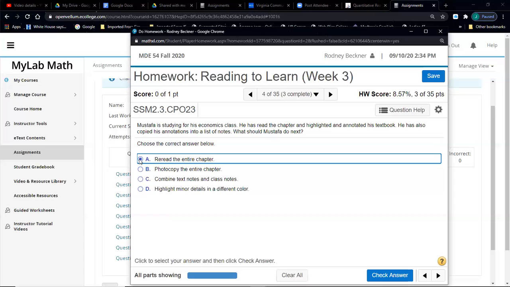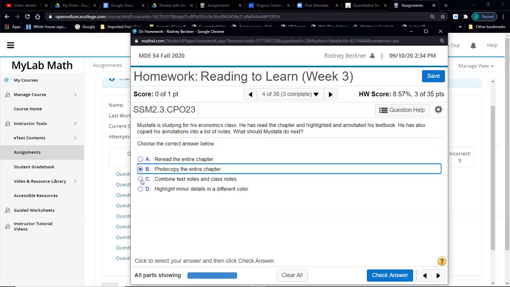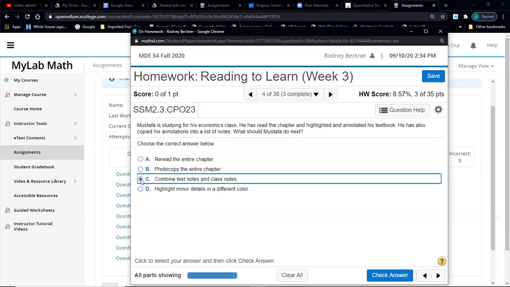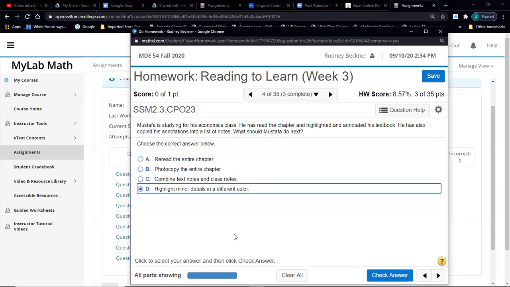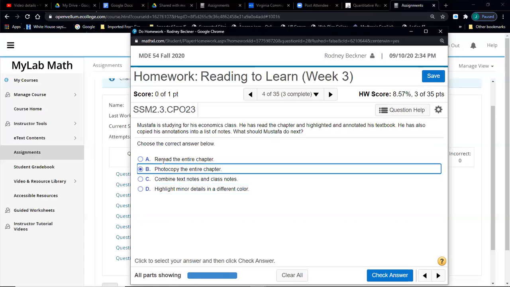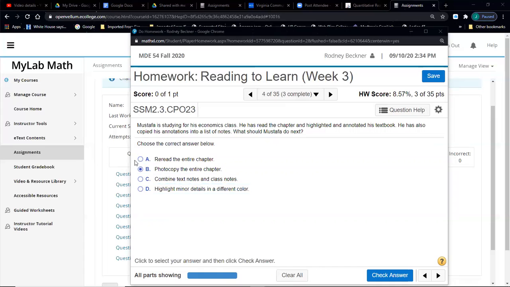Should he reread the entire chapter? Photocopy the entire chapter, which is arguably maybe, maybe not legal? Combine text notes and class notes, or highlight minor details in a different color? Anybody got any opinions? I already kind of hinted that photocopy's probably not it. I'm getting some D's and C's, that's about what I expected.